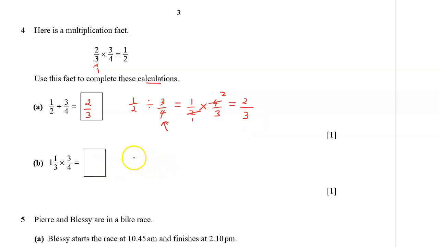Let's work out this. 1 and 1/3 will be equal to 4/3. So 4/3 times 3/4. Of course, you can see the numerator 3 will cancel with the denominator 3. The denominator 4 will cancel with the numerator 4. And what we'll get is 1. So the answer there is 1.